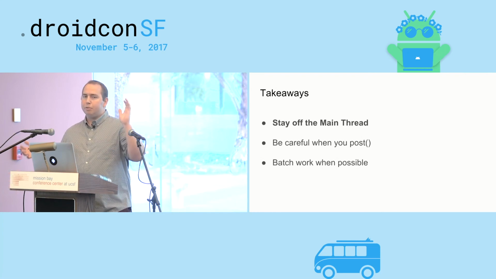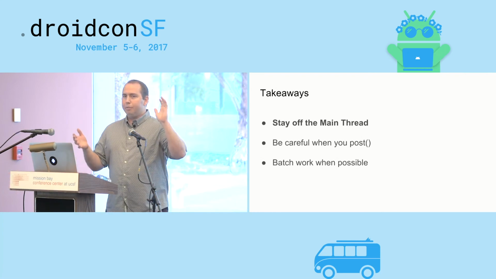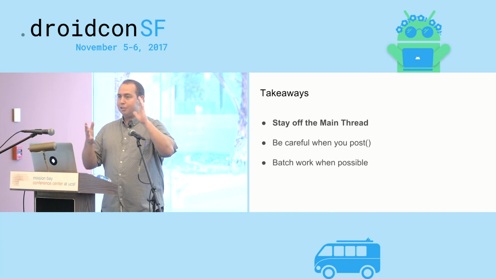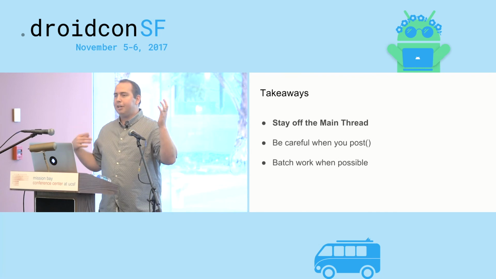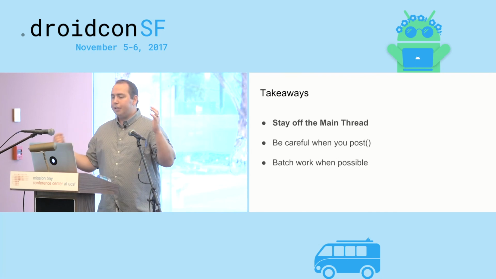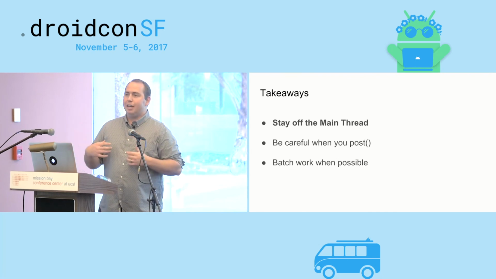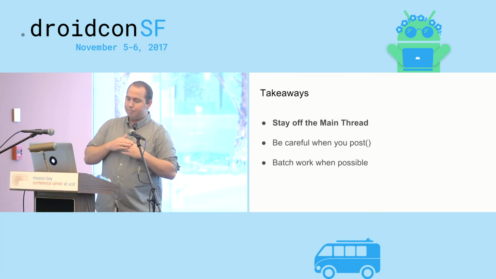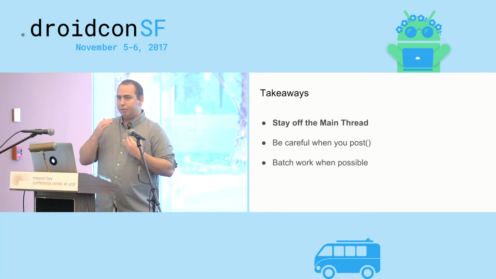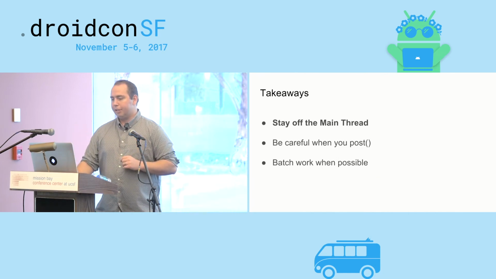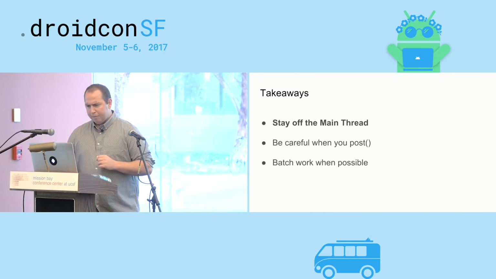So realize too, when you're designing your layout, the more complex it is, the more time is spent, and the layout pass is also affecting performance. That layout pass is happening on the main thread. So if you can stay off the main thread however you can, whether it's serializing code or doing actual business logic, try to back off of that and do things in the background and update the UI accordingly. Be careful when you post, and batch work when possible.